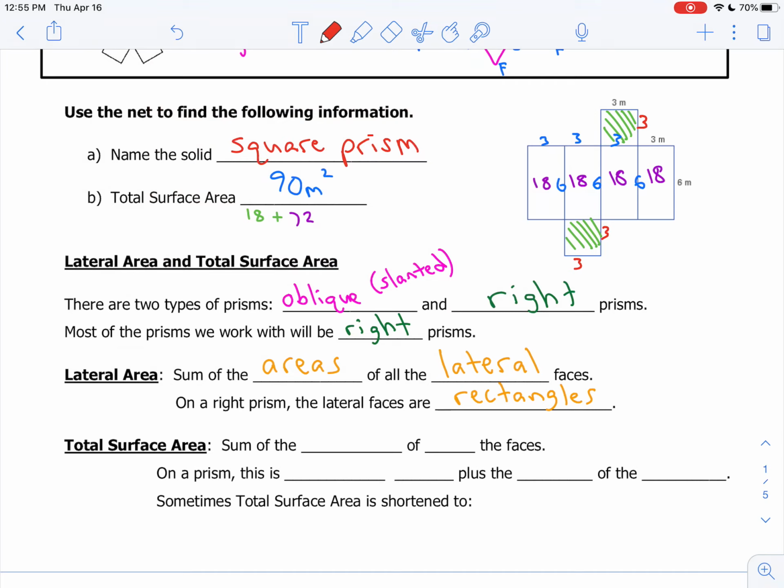So the total surface area is the sum of the areas of all the faces. And so on our prism, it is the lateral area plus the area of the bases. And there's 2 of those.